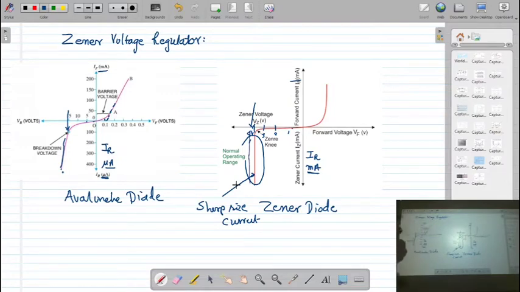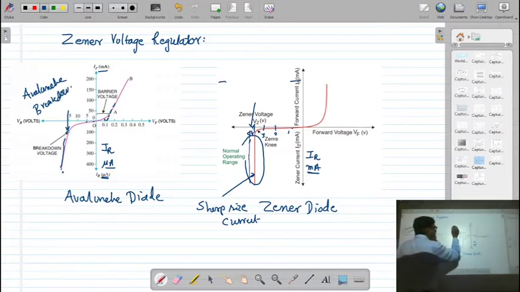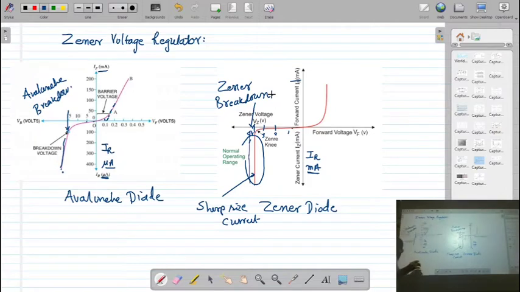Now, why is this breakdown occurring? In the avalanche diode, the breakdown is known as avalanche breakdown. In the Zener diode, the breakdown is called Zener breakdown. So here we will discuss what the Zener breakdown is, and then we will go to the application of the Zener diode.